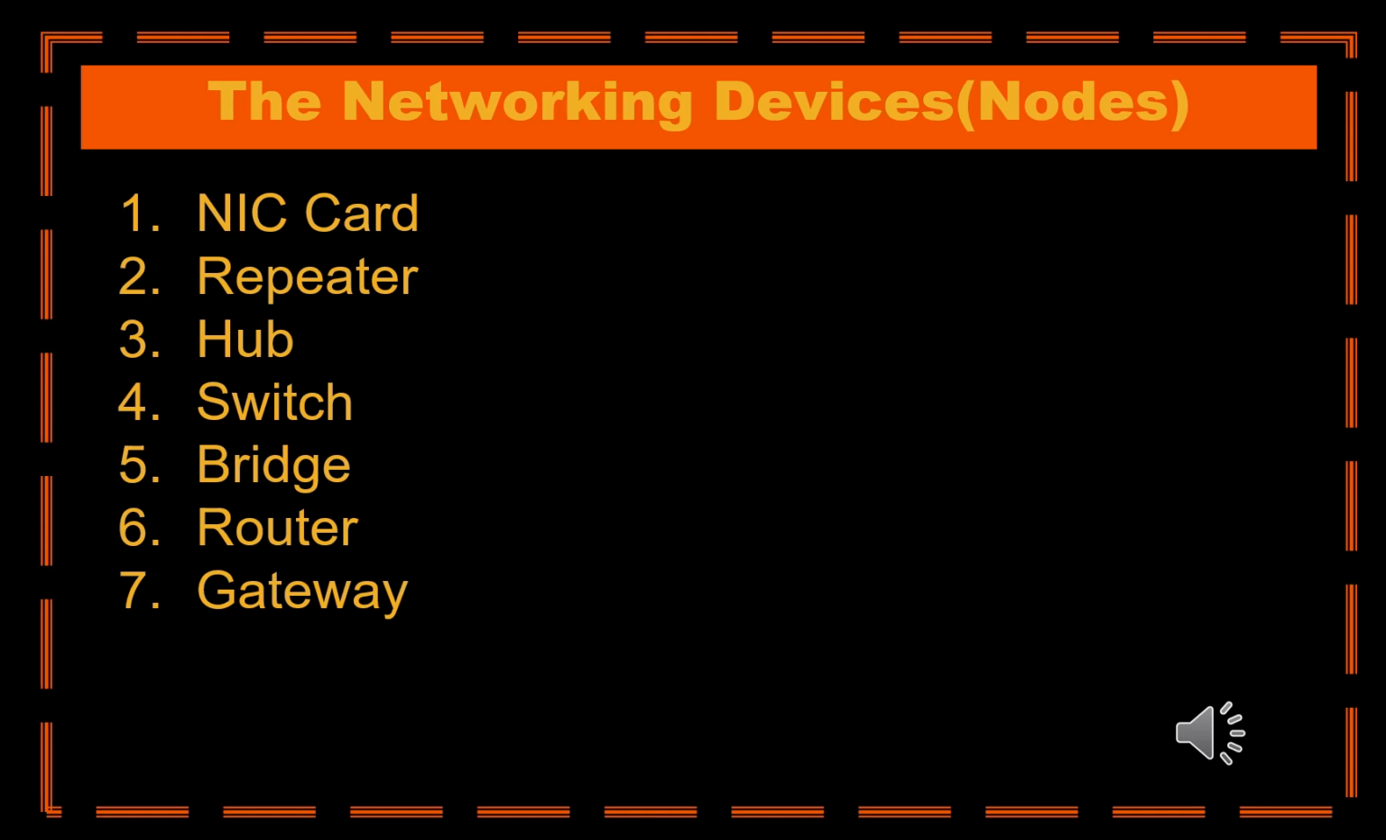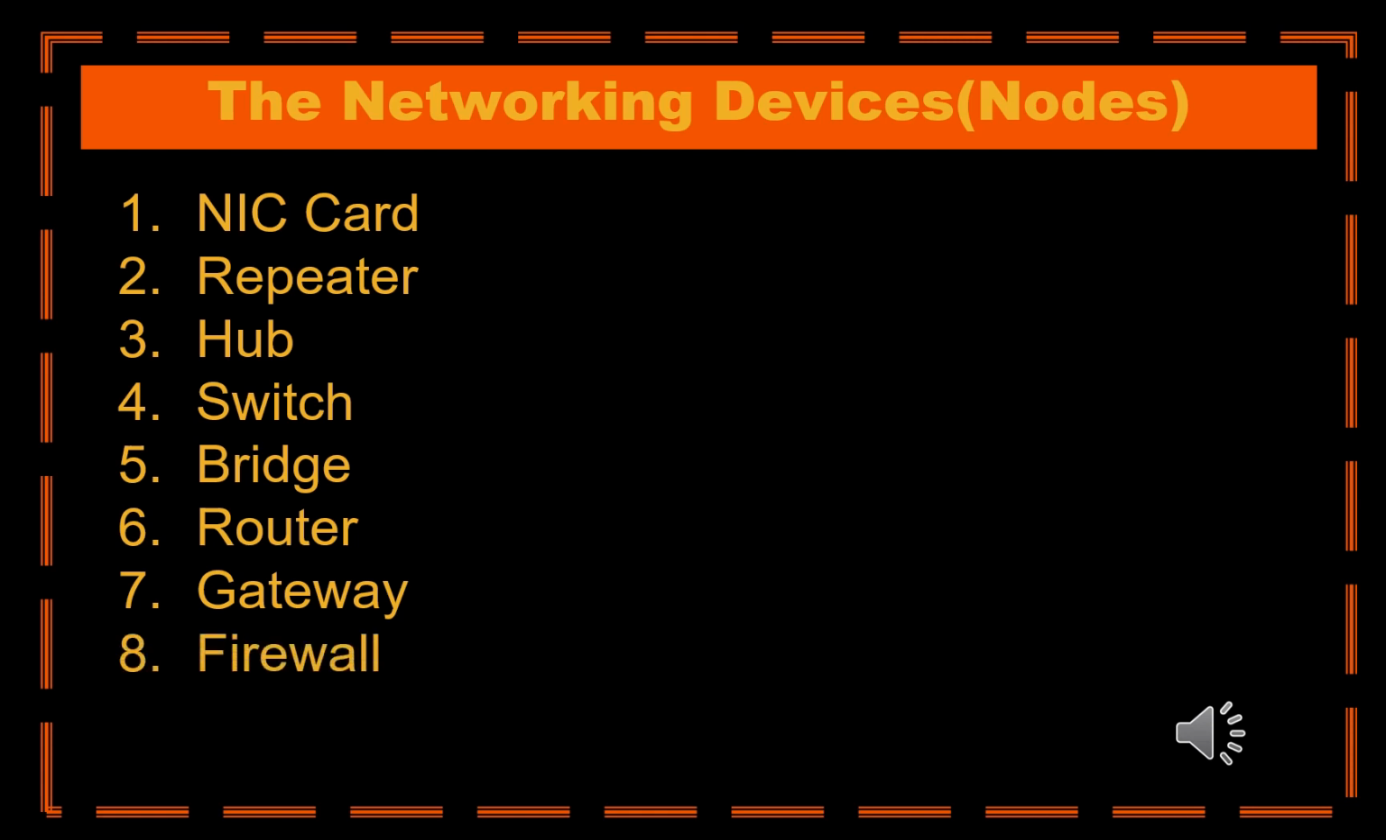The last one is protocol. I already told you that protocol means a set of rules. The sender and receiver on a network are connected together by certain rules, called a protocol. The main components of a network are the NIC card, repeater, hub, switch, bridge, router, and gateway. These are the main components we see in a network.